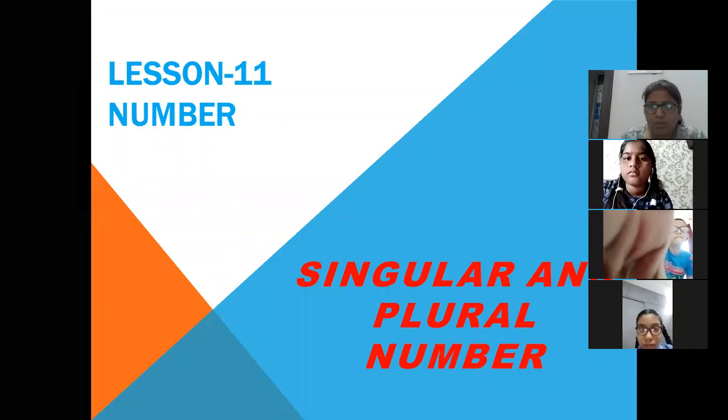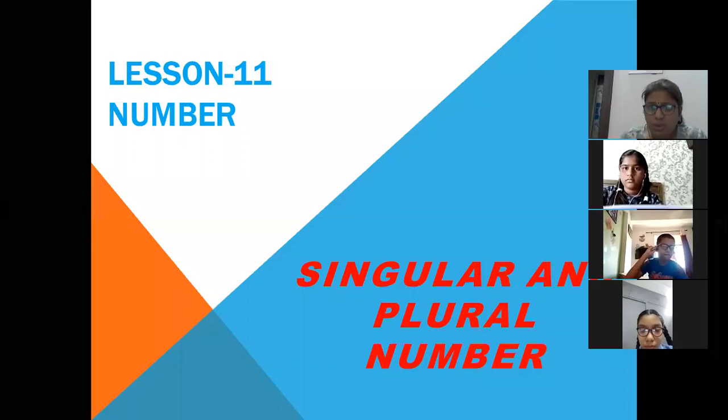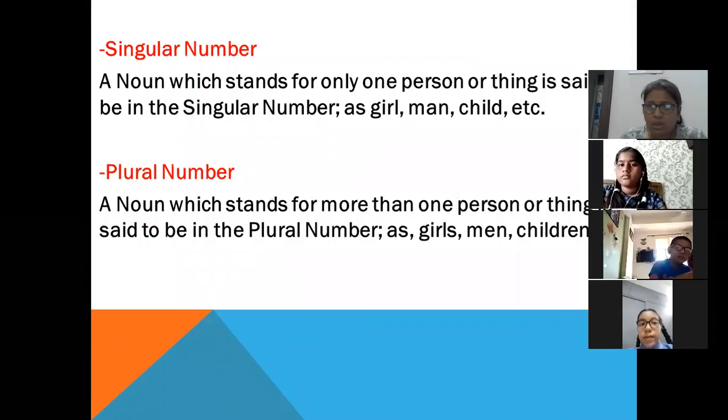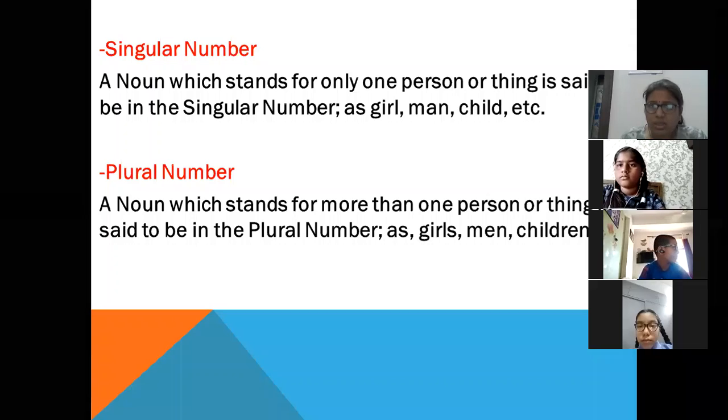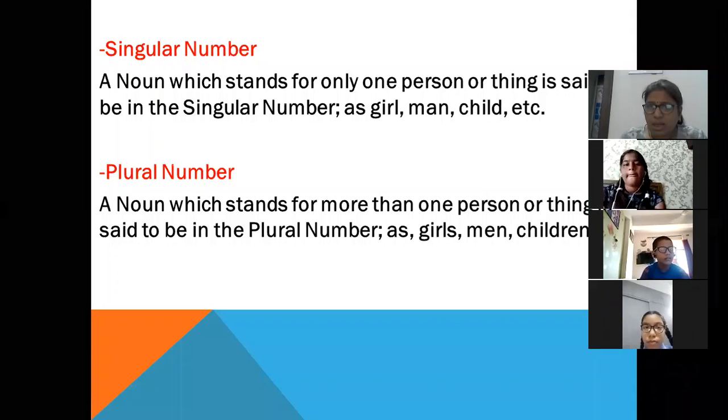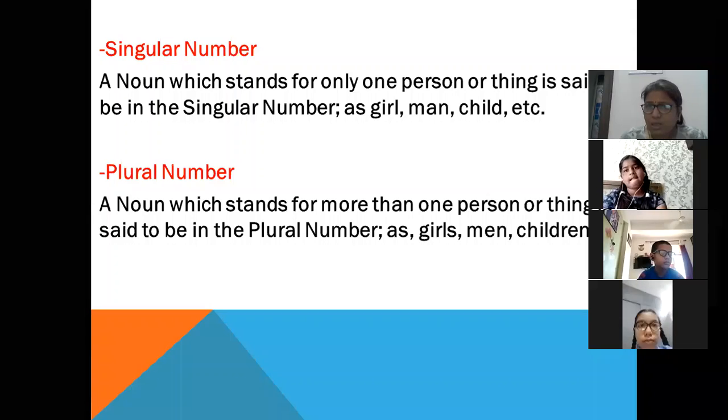Our topic is lesson number 11, number, and it is singular and plural number. So let's study what is a singular number and what is a plural number. A noun which stands only for one person or thing is said to be in the singular number, as girl, man, child, pen, desk.